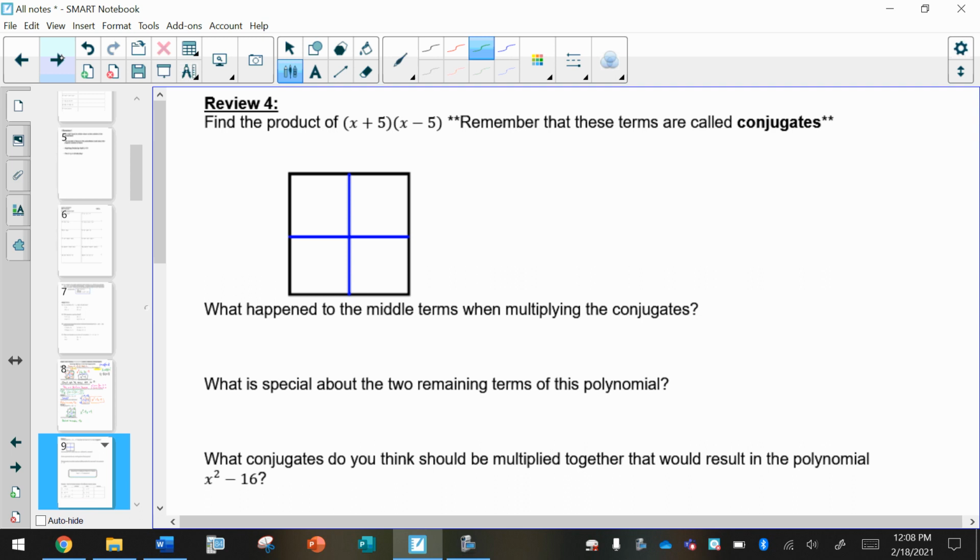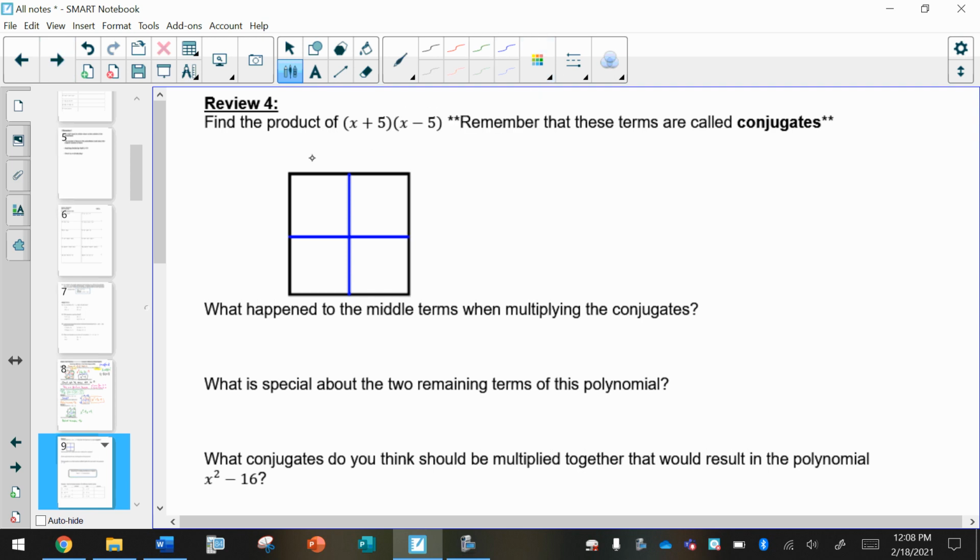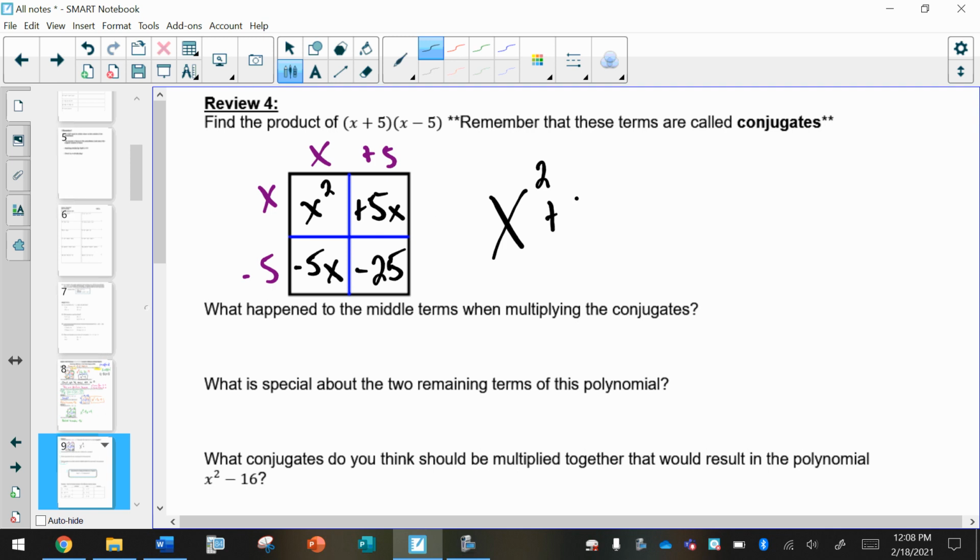So those are not conjugates. If we go back to the idea of conjugates, same number in both parentheses, but one of them is positive and one of them is negative, what's going to happen when we multiply and fill out our table? Well, x times x is x squared. X times 5 is 5x. X times negative 5 is negative 5x. And negative 5 times a positive 5 is negative 25. So combining like terms, there's only one x squared. The plus 5x and the minus 5x cancel out and disappear, so we are left with x squared minus 25.